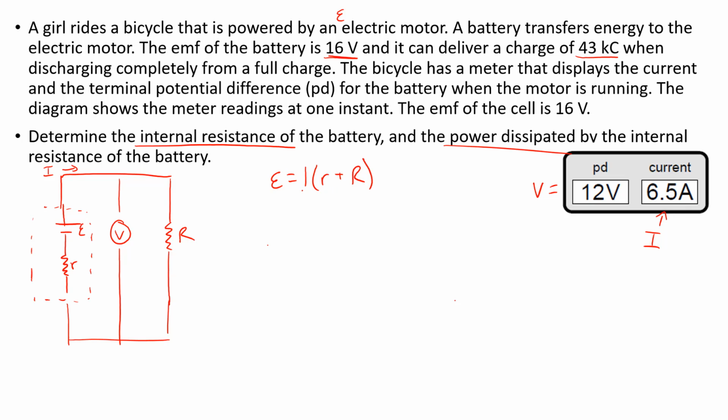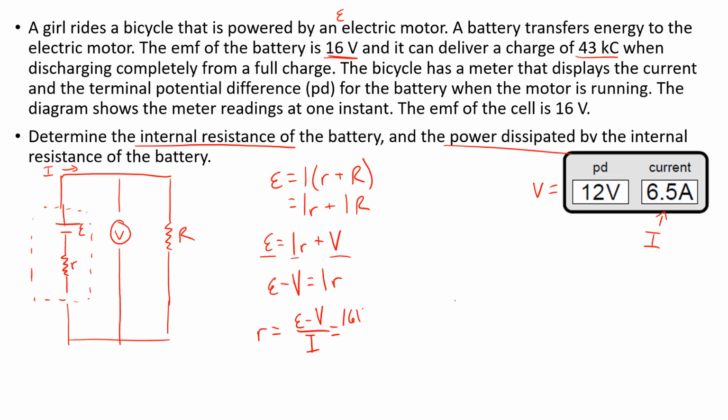So let's multiply this out. I times little r plus I times big R. Well, I times big R, current times external resistance, is just going to be that terminal voltage. So we can say epsilon is I times little r plus V. We know V, we know I, we know epsilon, our EMF, so we can solve for little r. We get epsilon minus V is I times little r. Divide both sides by I, we get r equals epsilon minus V over I.